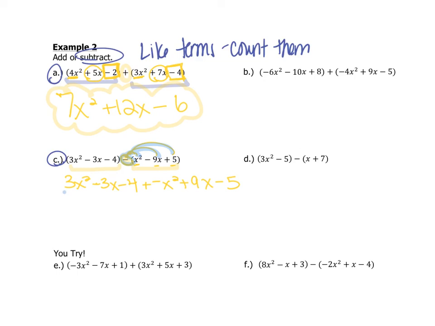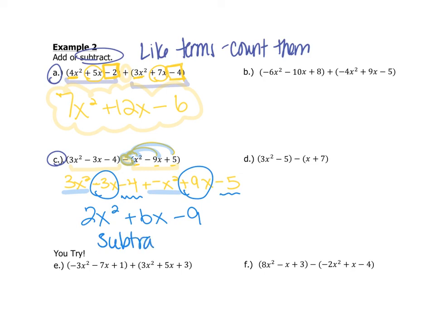And now I look for like terms. 3x squared plus a negative x squared, or minus an x squared, gives us 2x squared. I have a negative 3x, and then I have a plus a 9x, which gives us 6x's. And then a negative 4 minus 5 more gives us minus 9. So that's the only thing. Subtraction, you have to distribute. That is the only catch here.